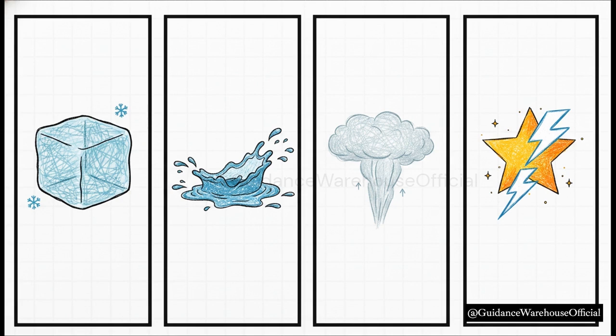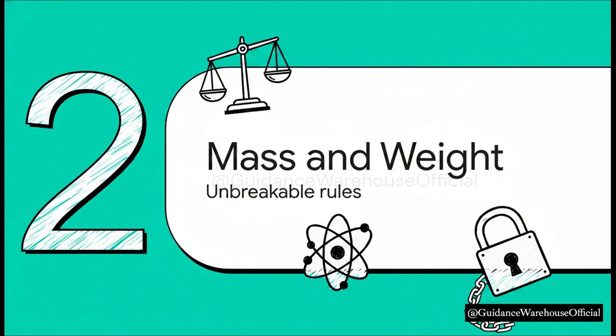But I really want to draw your attention to the 4th state, plasma. Now, plasma is a gaseous state packed with a massive number of electrically charged particles. I know, it sounds straight out of a sci-fi movie, but it occurs naturally inside stars, and even right here on Earth during high-temperature events like a lightning strike. How cool is that? Moving right along to section 2, mass, weight, and conservation, the unbreakable rules of matter.